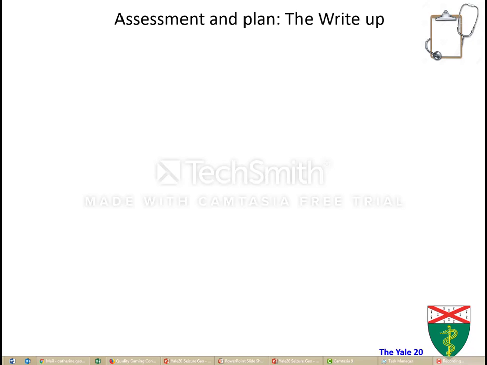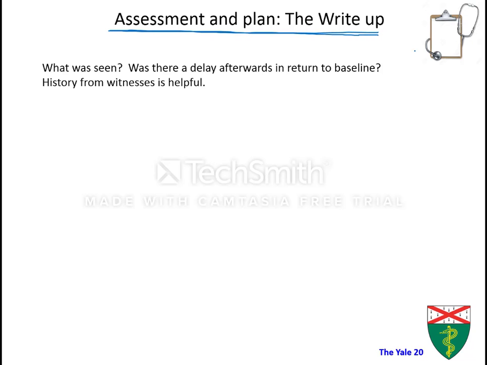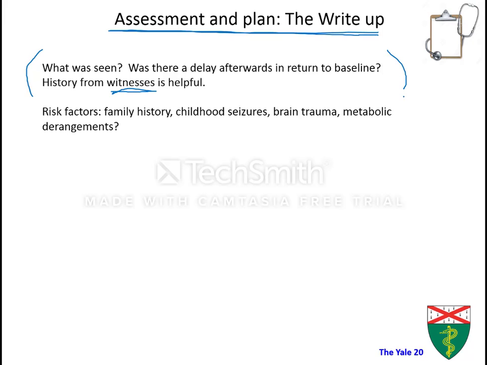All right, so let's try to put this all together in our assessment and plan. Once you have some data, you can just describe what you see and get some story from the witnesses, because sometimes the patient can't tell you exactly what happened. Then once you have this, it's really helpful to go back and see if there are any risk factors, things that would predispose the patient to seize.